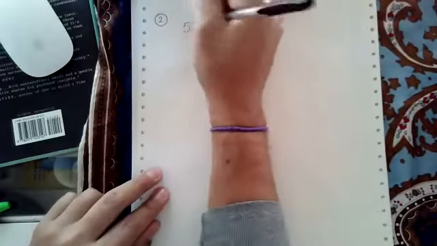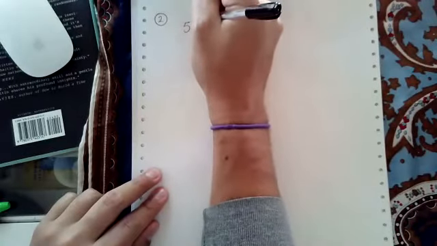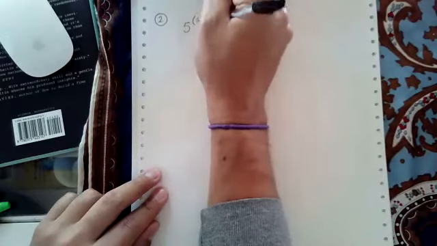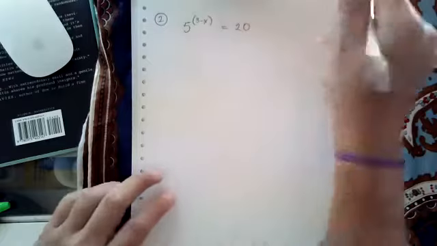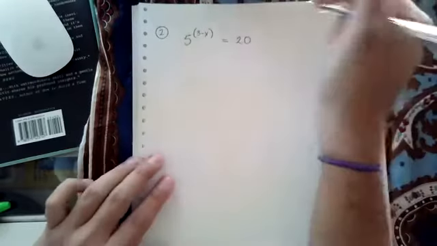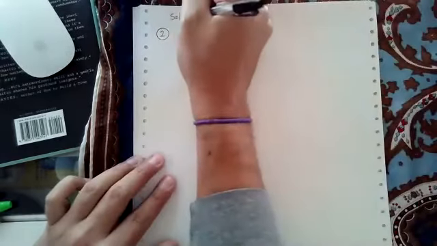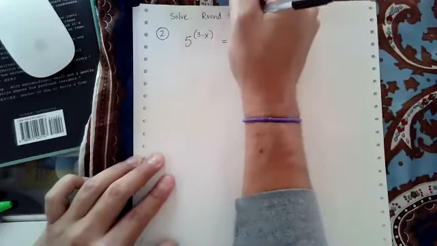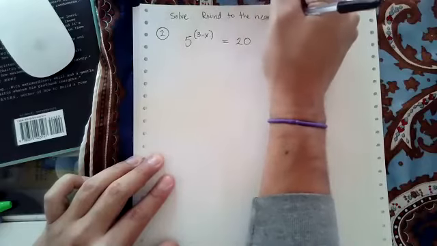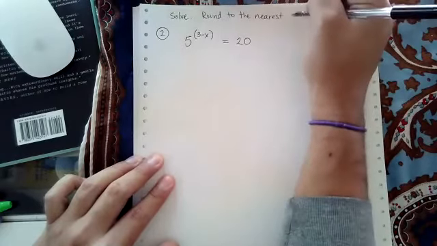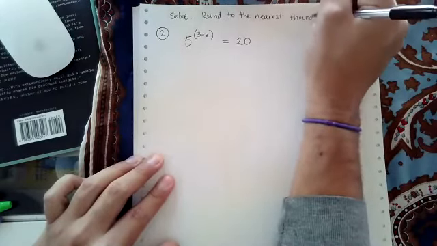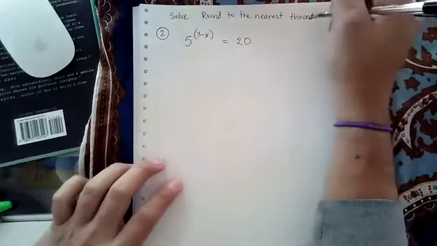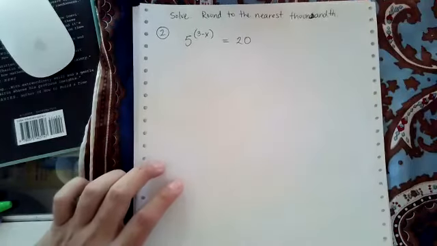We have 5 raised to the 3 minus x power is equal to 20. And we're going to solve this equation, and then we're going to round to the nearest thousandth. So the nearest thousandth is 3 decimal places, okay?